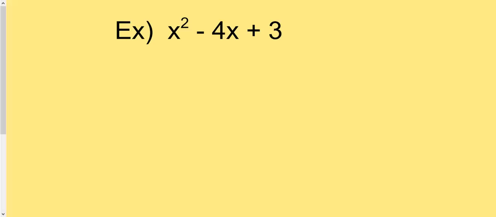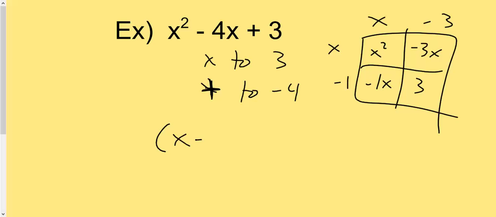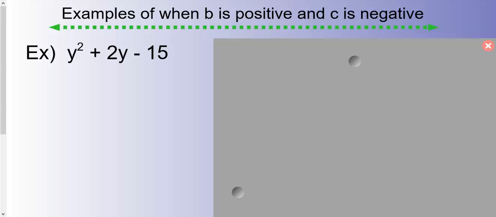Alright, again, same thing here. They've got to multiply to 3 and add to negative 4. So we need negative 3 and negative 1. And so this one would be x minus 3, x minus 1. Negative 3 and negative 1 add up to negative 4. Negative 3 times negative 1 multiplies to positive 3.